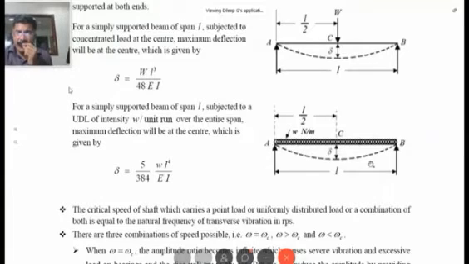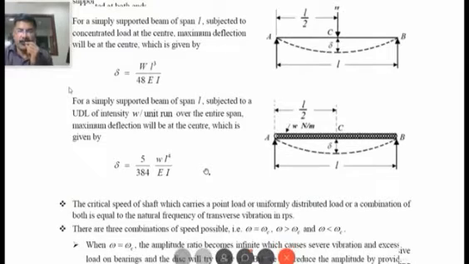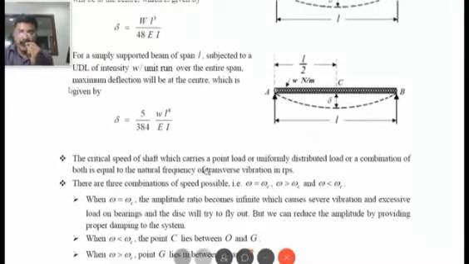You can see that when it is supported, it will sag. There will be a deflection due to self weight. So self weight can be assumed to be uniformly distributed over the whole span. That is how this UDL has got some importance. Now, these are things you have to remember.